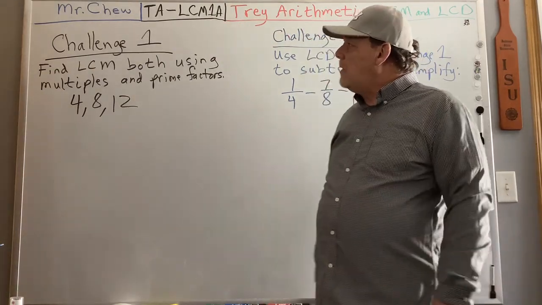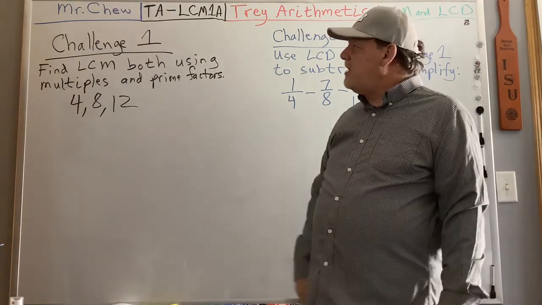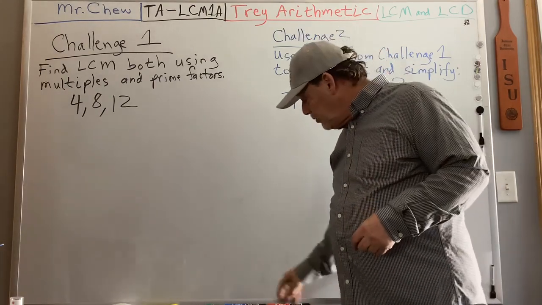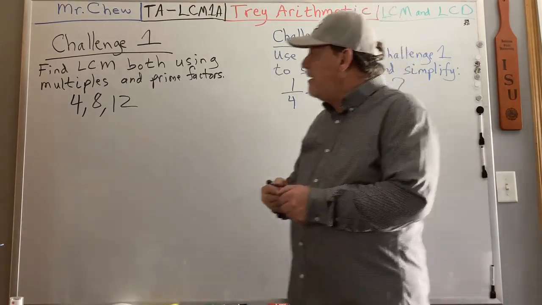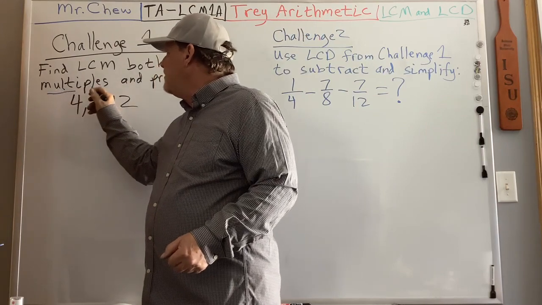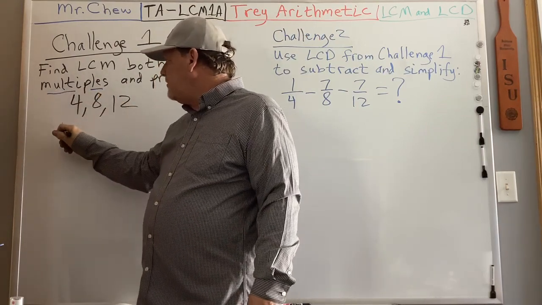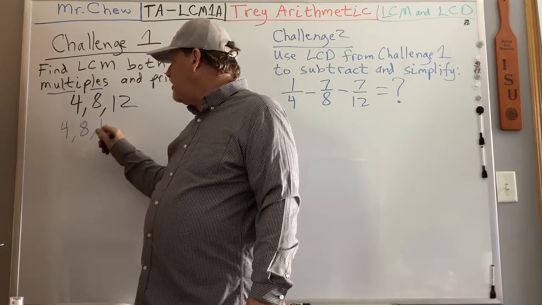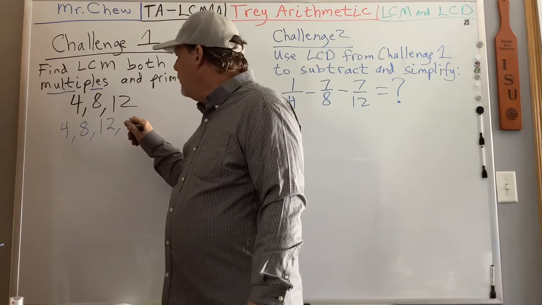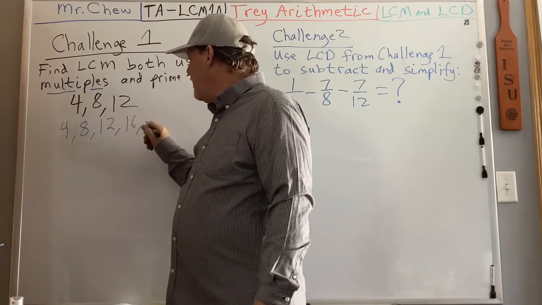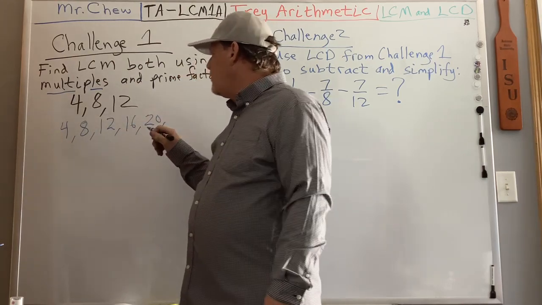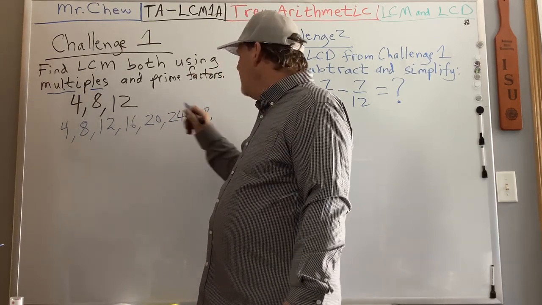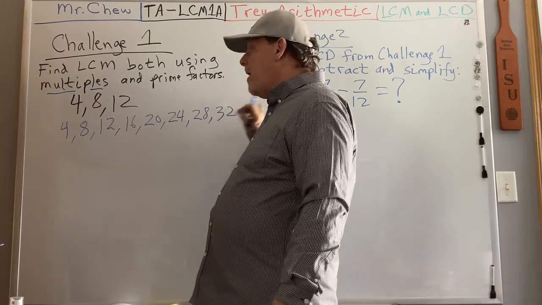All right, in challenge 1, we're asking you to find the LCM both using multiples and prime factors of 4, 8, and 12. There's 2 ways to do it. Let's start out by finding the multiples. The multiples means 4 times 1 is 4, 4 times 2 is 8, 4 times 3 is 12, 4 times 4 is 16, 4 times 5 is 20, 4 times 6 is 24, 4 times 7 is 28, 4 times 8 is 32, and you may have to go further.